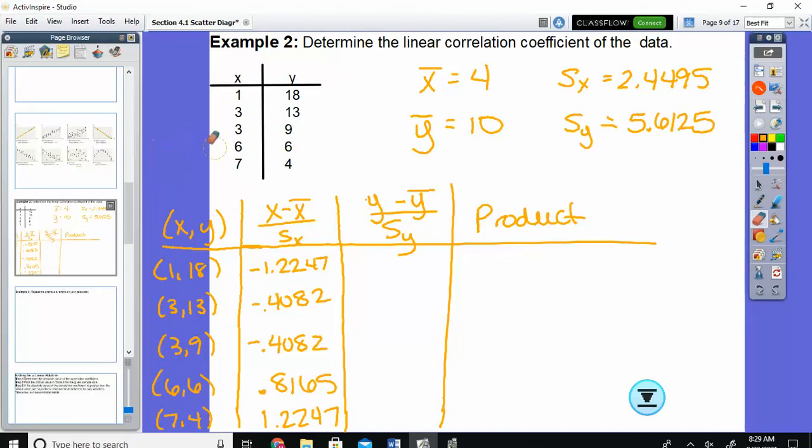So now for my y column. For the first one, I do my y value. My first y value was 18 minus the mean of my y's, which was 10, divided by standard deviation for y, 5.6125. So for the next one, all you do is change that 18 to a 13.